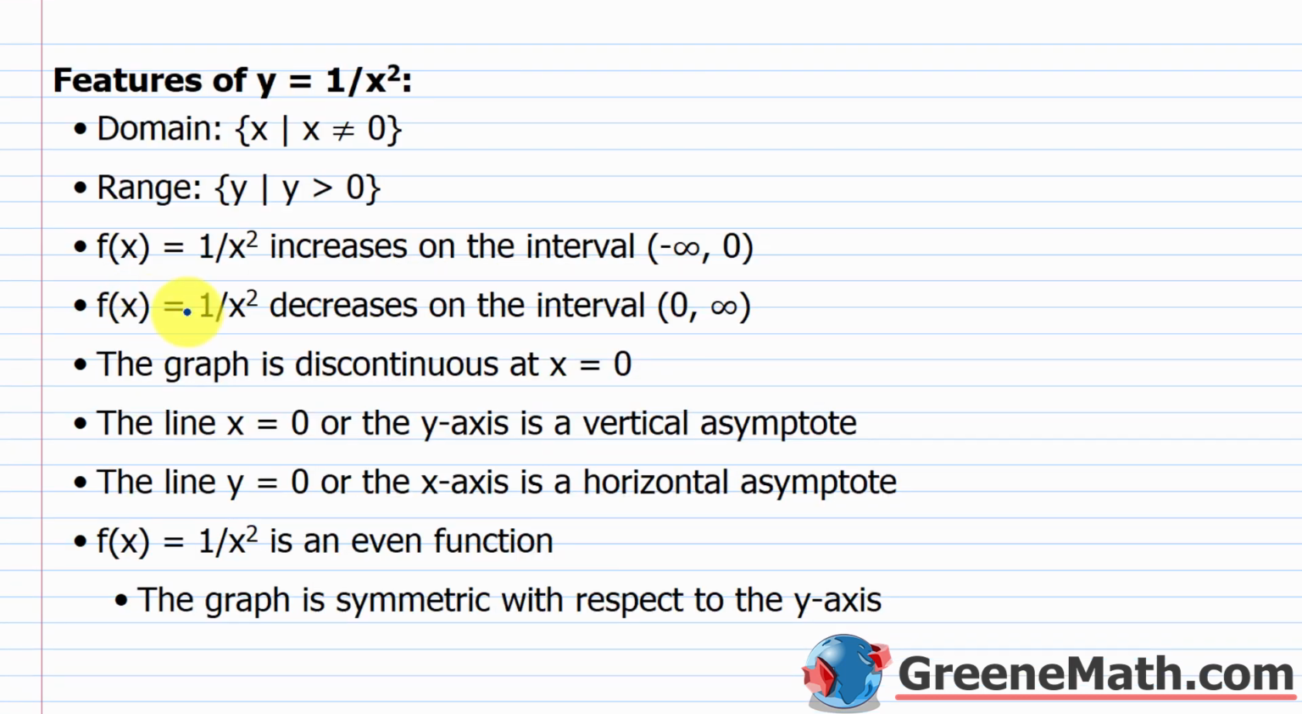So I have that f of x equals 1 over x squared decreases on the interval, so this is anything greater than 0. The graph is discontinuous at x equals 0, and the line x equals 0, or the y-axis, is a vertical asymptote. Now this one, the line y equals 0, or the x-axis, is a horizontal asymptote.